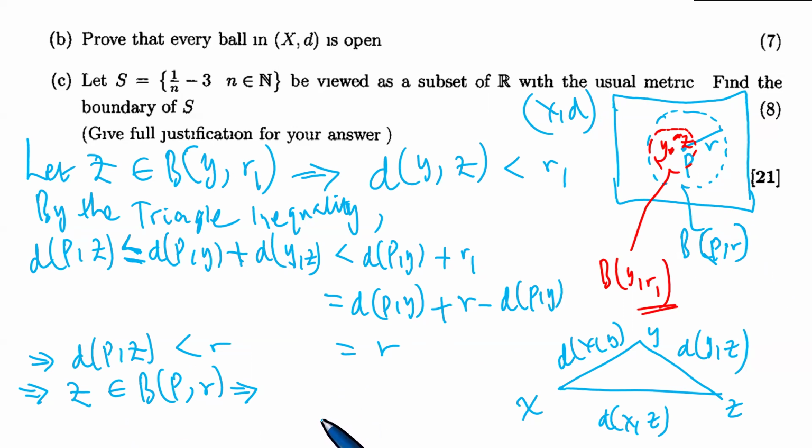What is this? Okay, we are still looking into your reasoning. But this means that the open ball, center Y, radius R1, is less than or equal to the open ball of center P, as a subset. This one is a subset of the open ball of center P radius R, because we know this Z is in B(Y, R1).